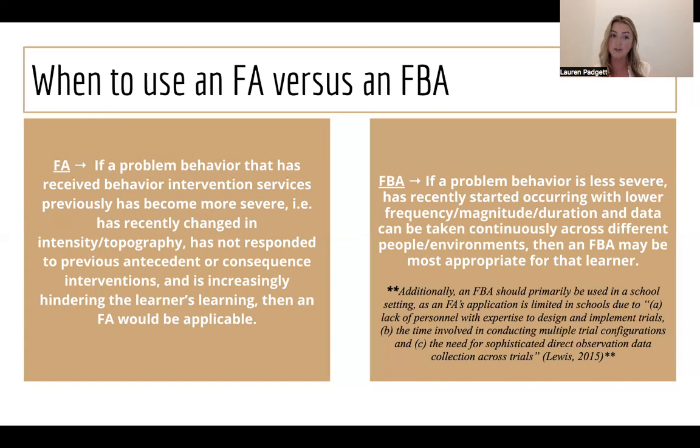If a problem behavior that has received behavior intervention services previously has become more severe, has really changed in intensity or topography, has not responded to previous antecedent or consequence interventions, and is increasingly hindering the learner's learning, then an FA would be most applicable. And again, you will know with almost 100% certainty that that is the function of the behavior. If a problem behavior is less severe, has recently started occurring with lower frequency, magnitude, and duration, and data can be taken continuously across different people and environments, then an FBA may be more appropriate.